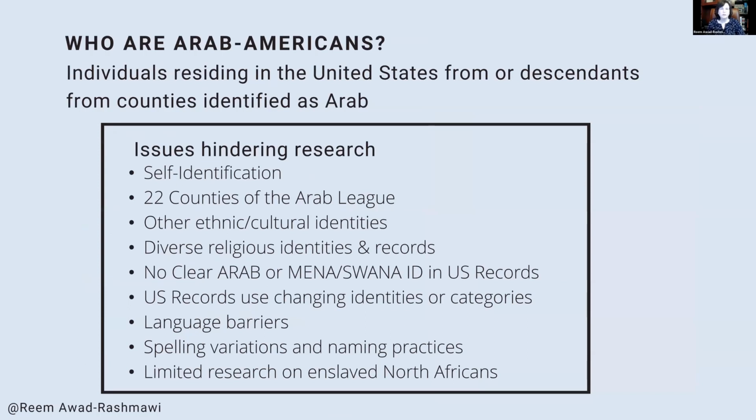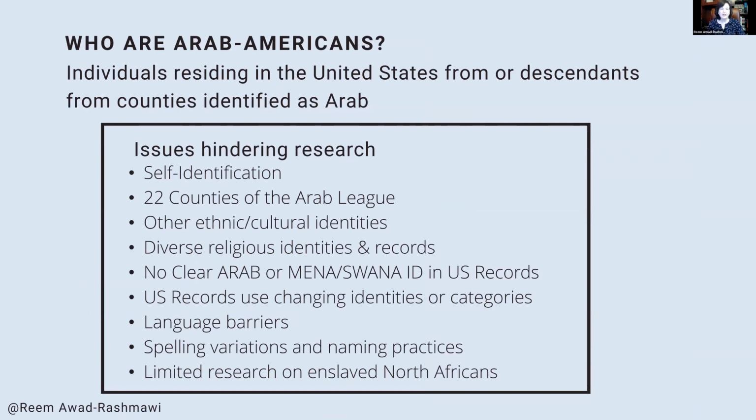So again, when we're looking at definitions, we want to look at people residing in the United States. If we're looking at Arab American research, these are people who are either immigrants themselves or descendants of people who come from one of these countries. There are a lot of issues related to that which hinder research. So first of all, people are self-identifying what they consider themselves, whether they're Arab or not, or even, as we'll talk about in a bit, what countries or how they are defined at certain parts in history.